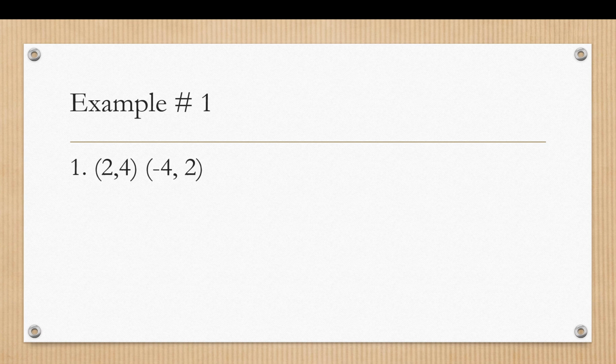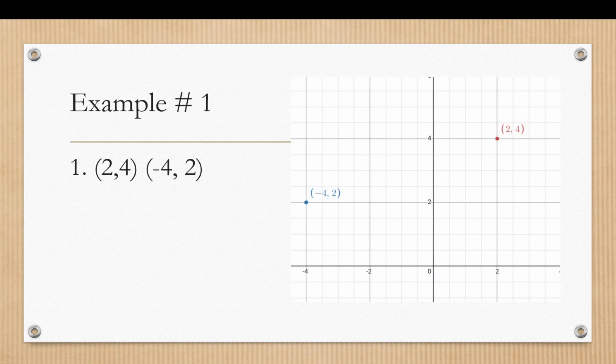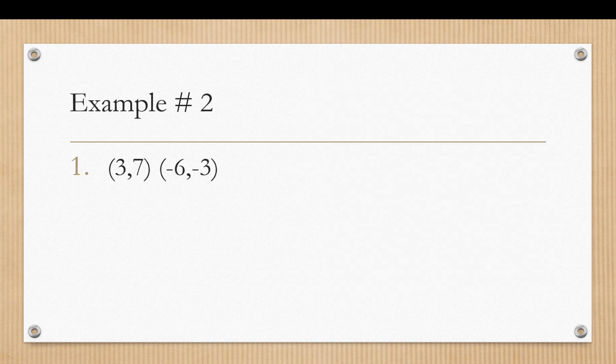Here we have some coordinates which are (2, 4) and (-4, 2). By using the Desmos graph, it will look like this. We can see the points (2, 4) and (-4, 2). This will form a graph which looks like this. And the second example will be (3, 7) and (-6, -3).